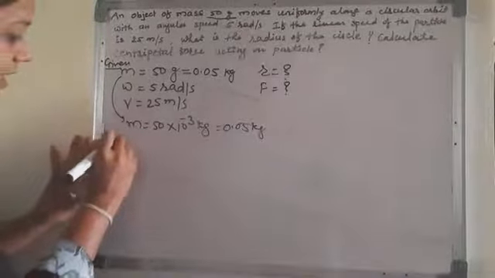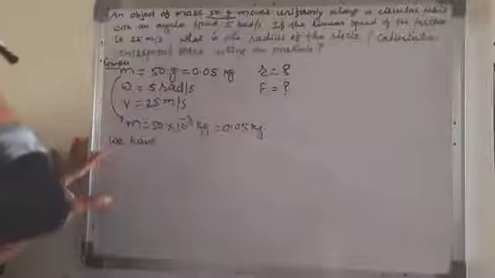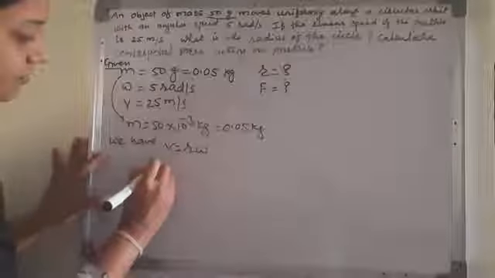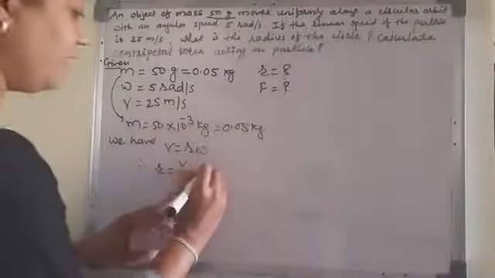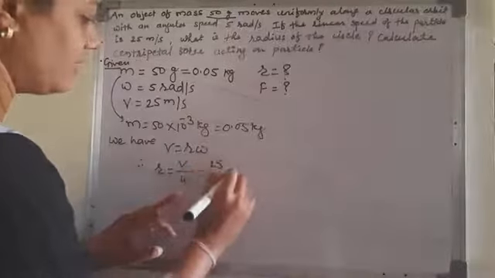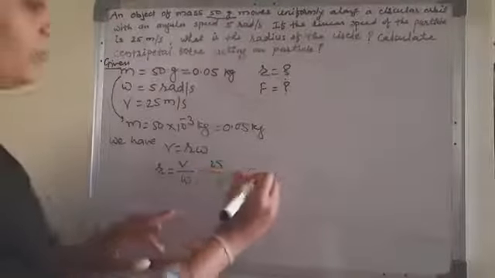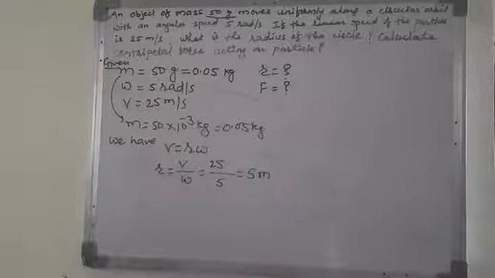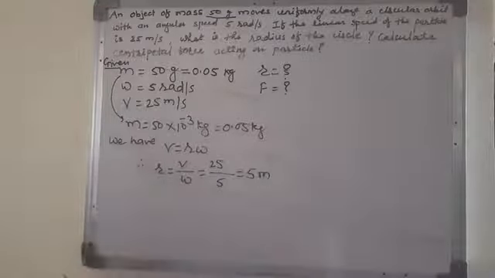For that we have a relation. The relation between linear velocity and angular velocity is v equals r omega. Therefore r equals v by omega. The value of v is 25 and omega is 5, so this is 5 meter. So the radius obtained using the given quantities is 5 meter.